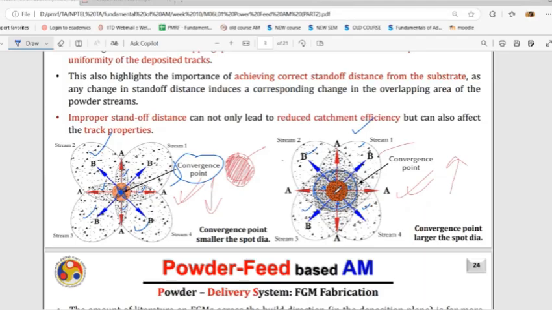Is the laser size more in the second figure? No, there are two things. One thing is here I am keeping the laser focus spot the same. Just imagine the laser focus spot is the same, this much only. But here the powder streams overlap, you see all the powder is overlapping at this zone where the laser is getting focused. But here it's not like that.